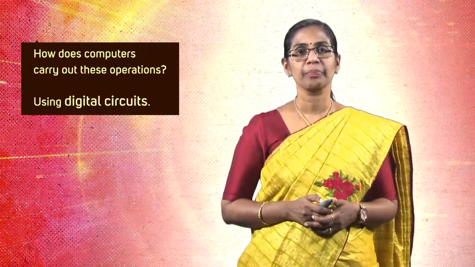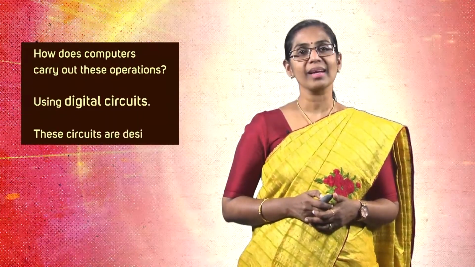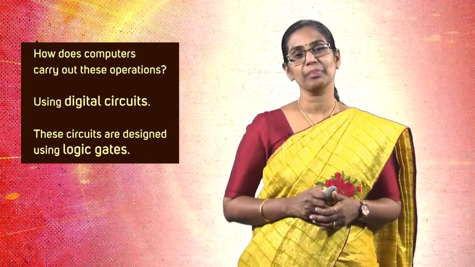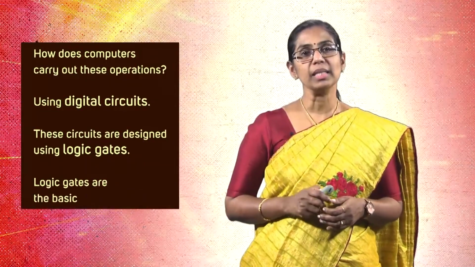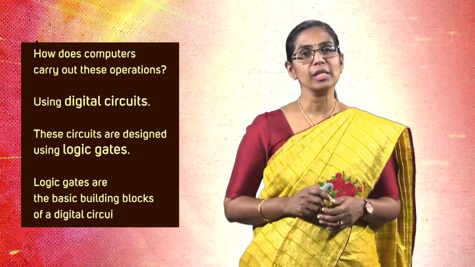How does this machine carry out these operations? The answer is using digital circuits. These circuits are designed using logic gates. Logic gates are the basic building blocks of a digital circuit. Here we deal with the basic logic gates and truth tables. Also, we learn to design logic circuits using basic logic gates.